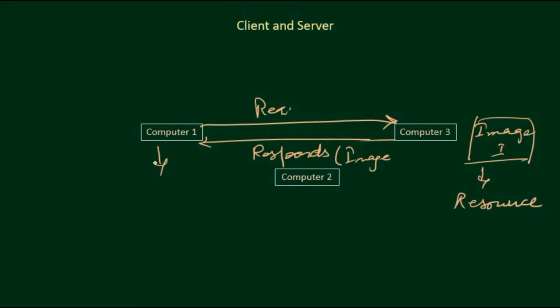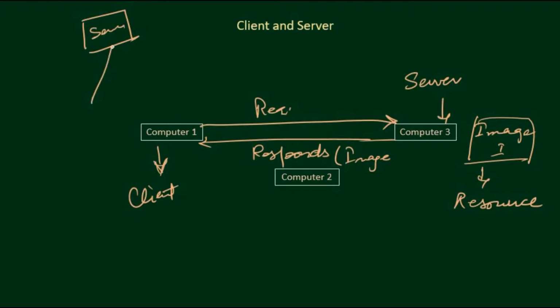The computer that is requesting for the resource is called the client, and the computer that is providing the resource is called the server. When there are lots of networks and lots of computers in the network, we can also have a central repository, that is a central server, a computer with a large database that can act as a server, with different computers attached to it. So computer 1, computer 2, computer 3, computer 4.